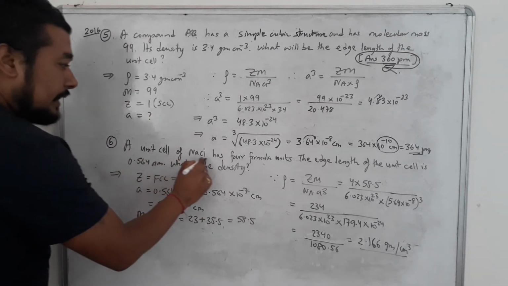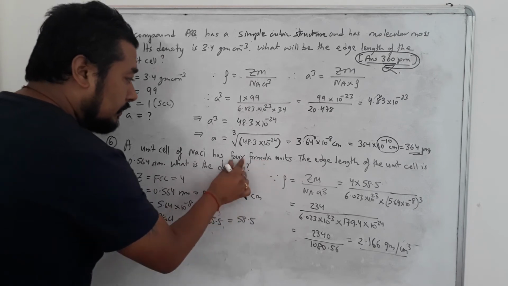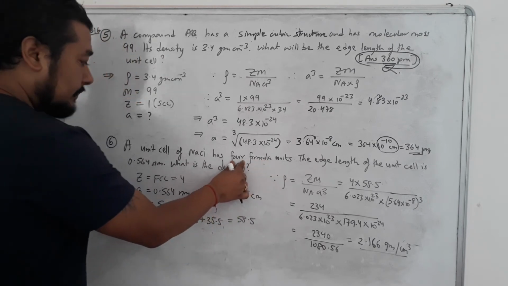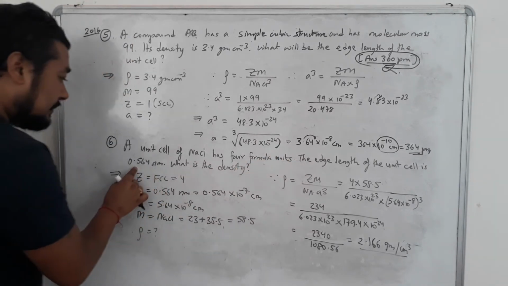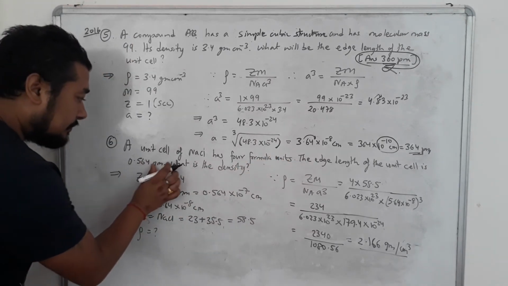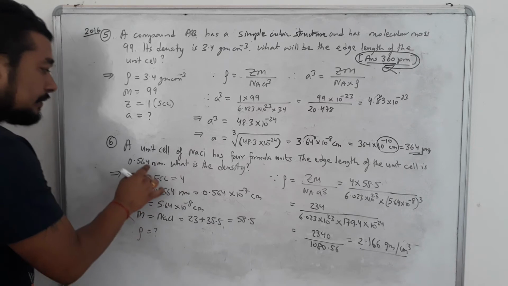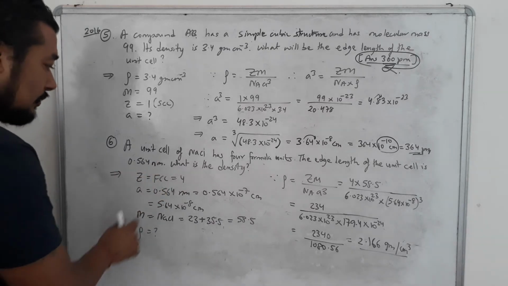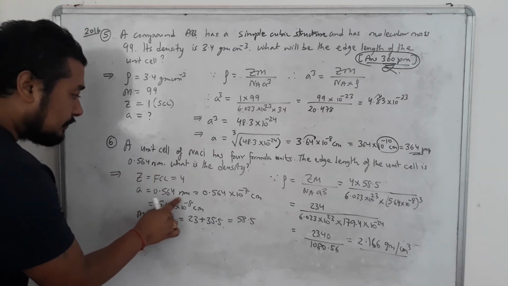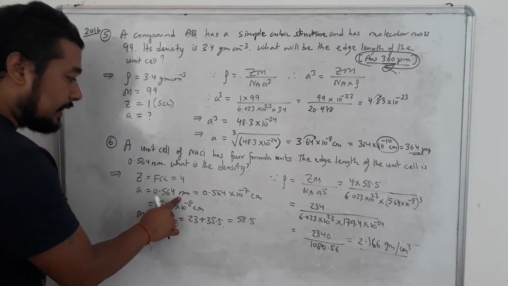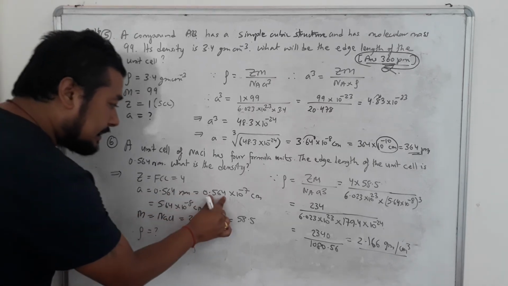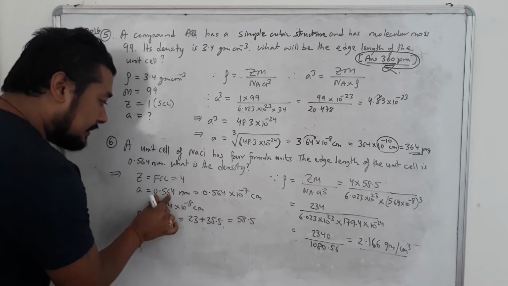There is a unit cell of NaCl which has 4 molecular units. 4 means what? FCC. So Z is FCC, so 4. Now edge length is given in nanometer. In this sum it is not given in picometer, instead it is given in nanometer. So 0.564 nanometer. This I am keeping as it is, you can see here.